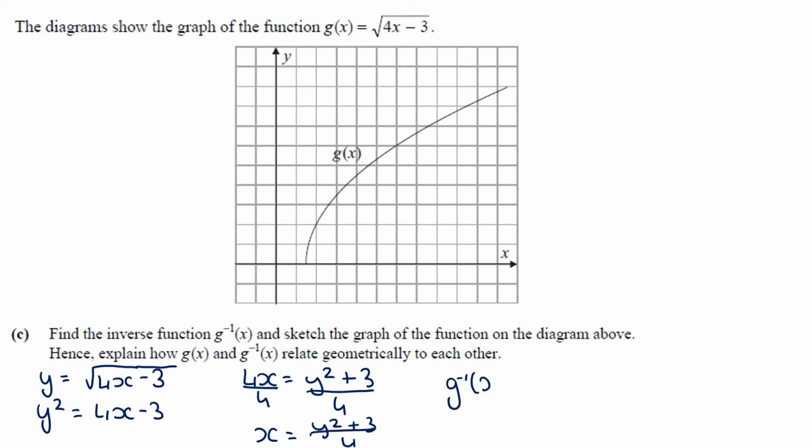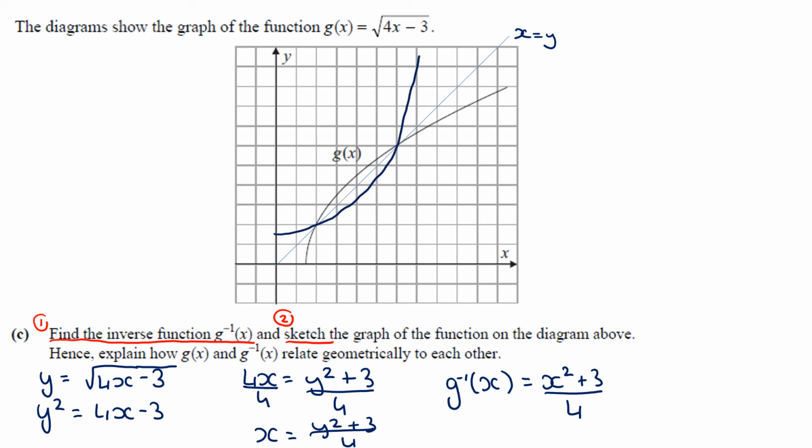We then rewrite that as g inverse of x. We change our y to our x. And that is finding my g inverse of x. So I have done the first part of that question, find the inverse function g inverse of x. The second part then asks me to sketch it on the graph. So in order to sketch it, we need this line here, which is the line x equals y. This is the line that goes through the points 0, 0, 1, 1, 2, 2, 3, 3, and so on. And what we want to do then is create the mirror image of it through that line. So we end up with something like this. So this is my g inverse of x.